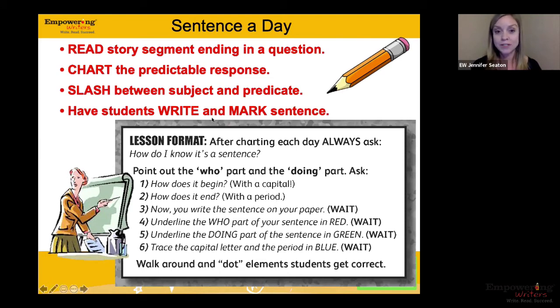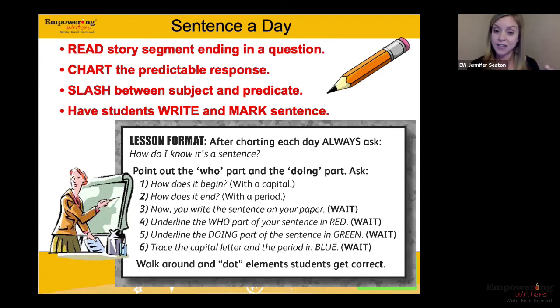So we'll put a slash between the subject and the predicate to identify those parts that we just talked about. And then we're going to have the kids write the sentence on their paper. So what are we expecting to see? That they have a subject, they have a predicate. It starts with a capital, it ends with a period.